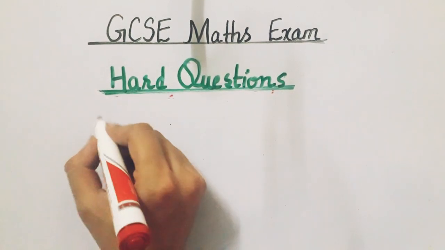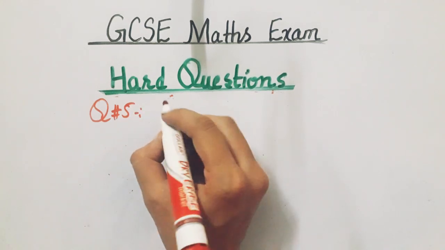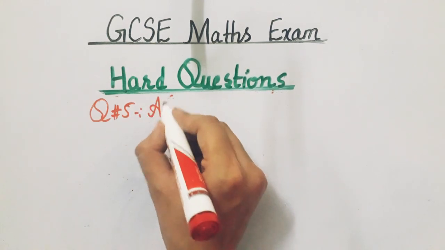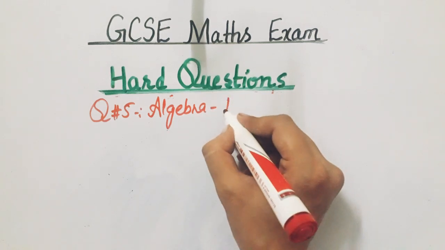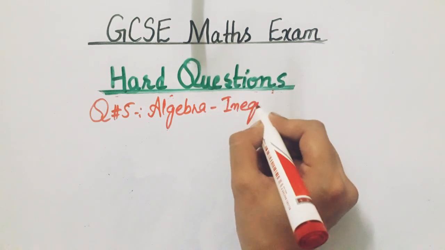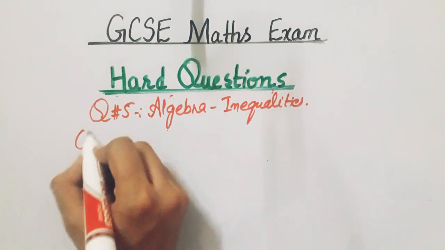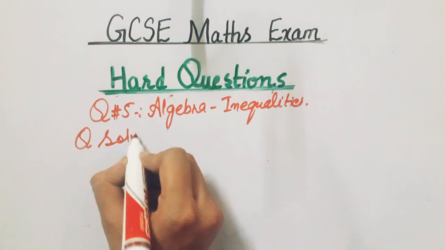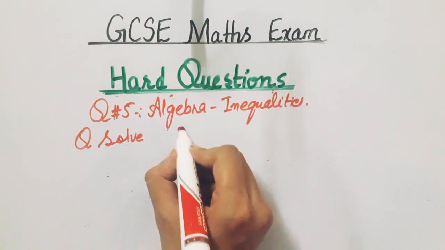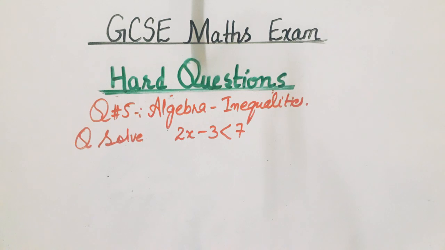Now we will solve the last question, question number 5, and the domain of this question is algebra inequalities. So the question is, solve 2x minus 3 is less than 7.